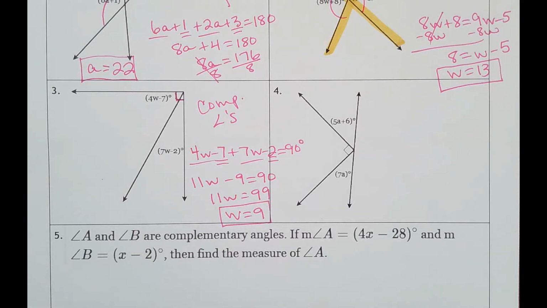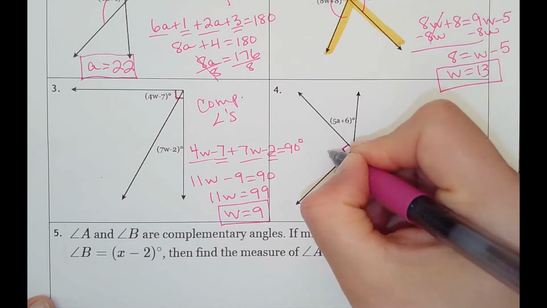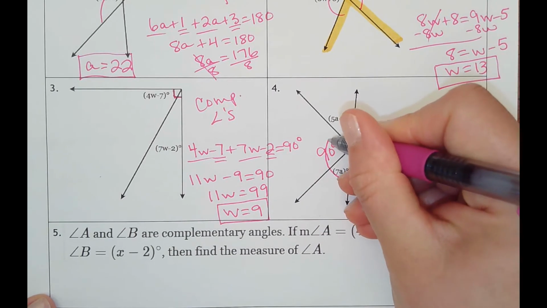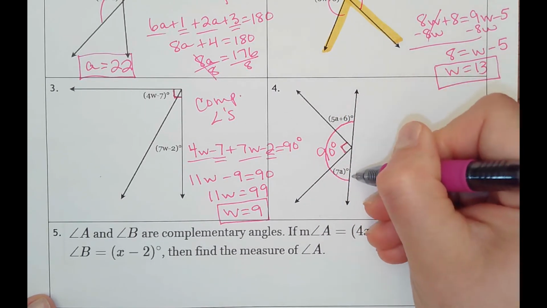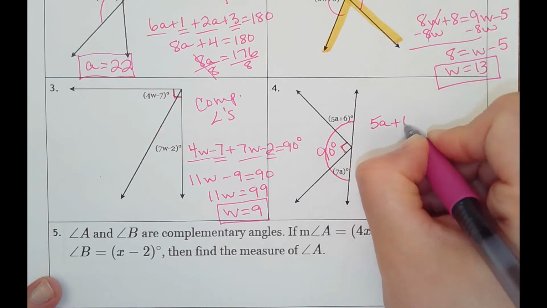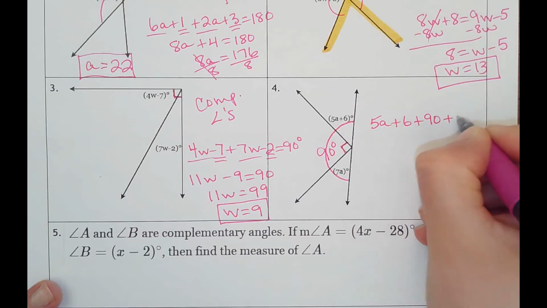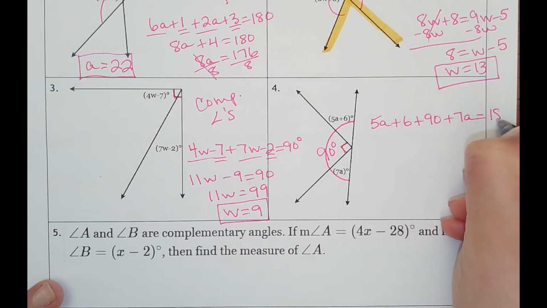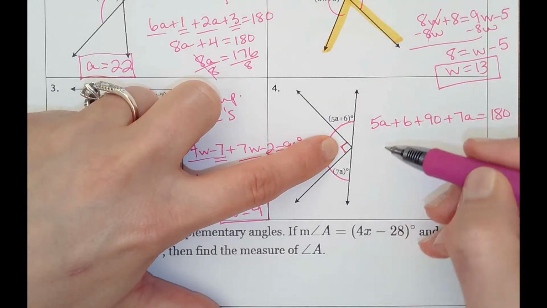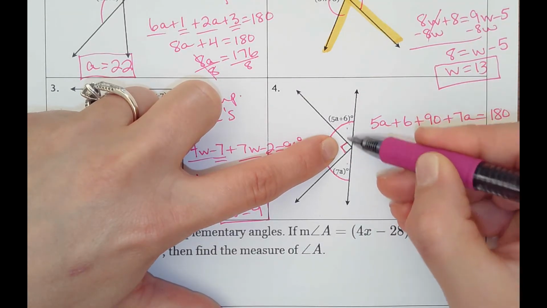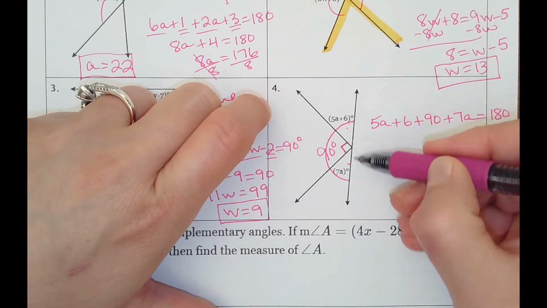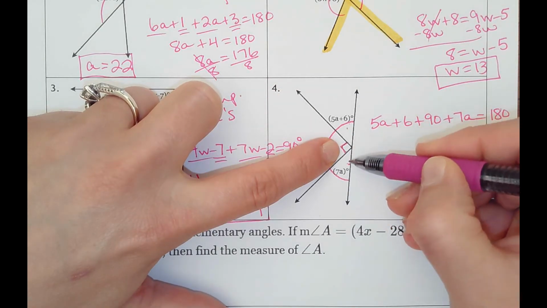Number 4, I see a right angle right here, so I know this is 90 degrees, and I see this angle plus this are all forming a linear pair. So I could add them together. 5A plus 6 plus the 90 plus the 7A would all equal 180. Something else you could have done is, since this is 90, these two here would also have to equal 90 combined, because this is all 180 minus 90 leaves these to be 90.